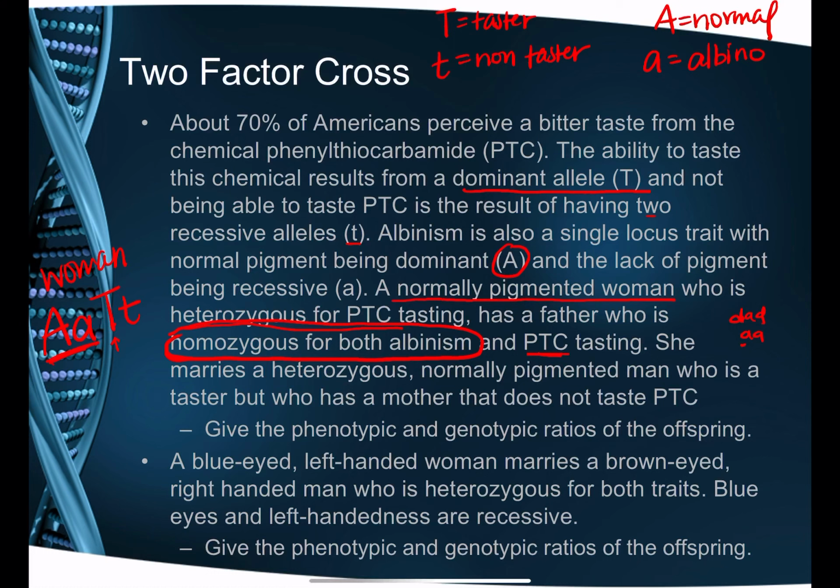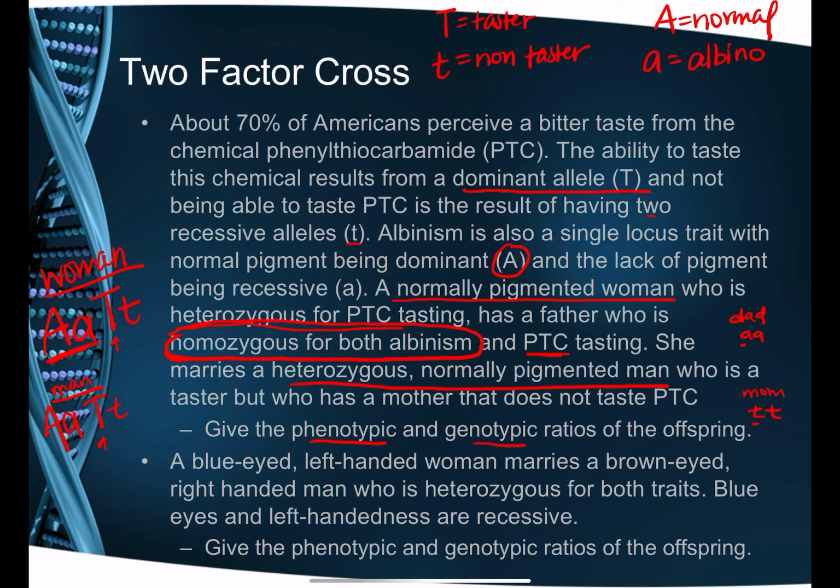Okay? She marries a heterozygous, normally pigmented man. So he is normal pigmented, heterozygous. This is our man, who is a taster, so he has to have one big T. But he has a mother that does not taste PTC. So the mom, if she is a non-taster, has to be little t, which means she had to give her son at least one little t. But we know he can taste, so he had to have a big T. All right? Give the phenotypic and genotypic ratios of the offspring.